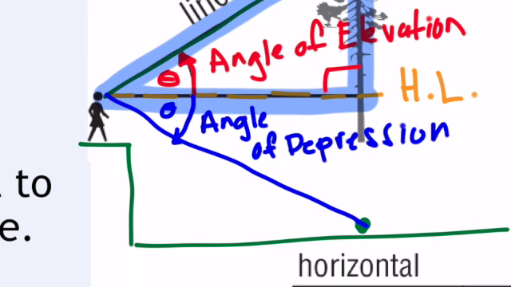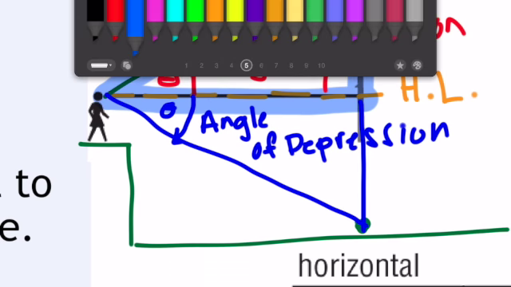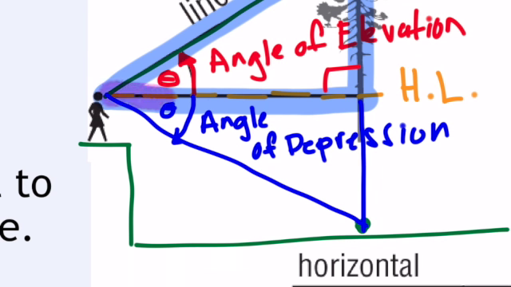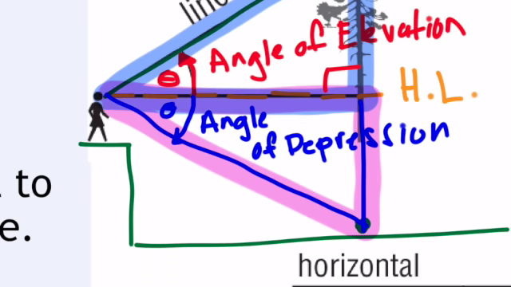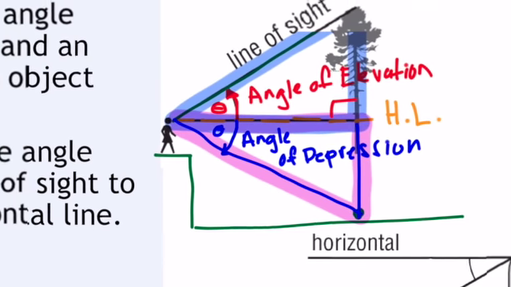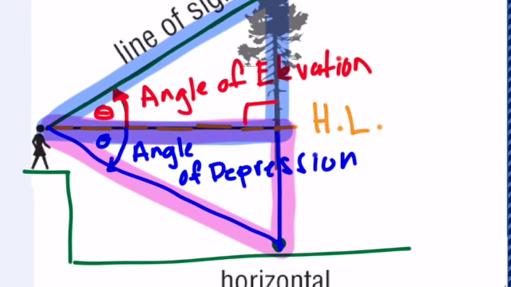And now we create a right triangle that would look something like this. If you notice these two examples, these are the two types of triangles you're going to create. If you have an angle of elevation, you're going to create the top looking triangle where the angle is where it's at now. And if you have an angle of depression, you're going to create a triangle that looks just like the blue one with the pink highlighted.